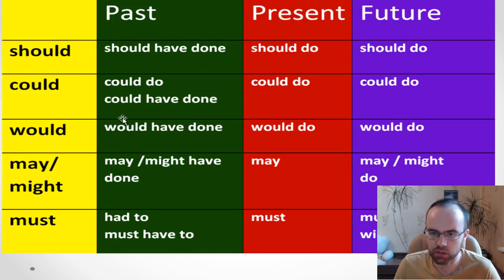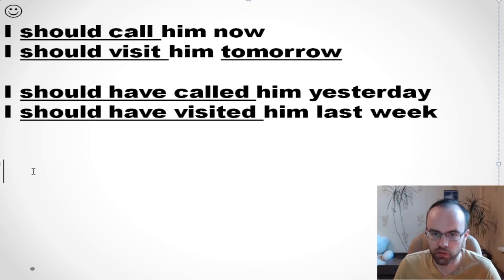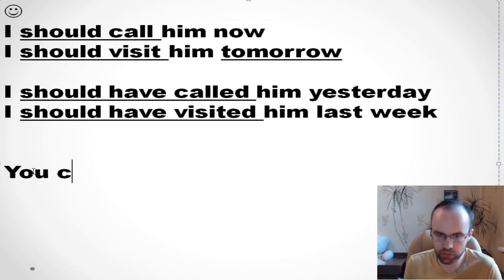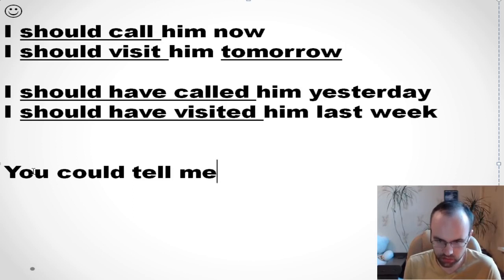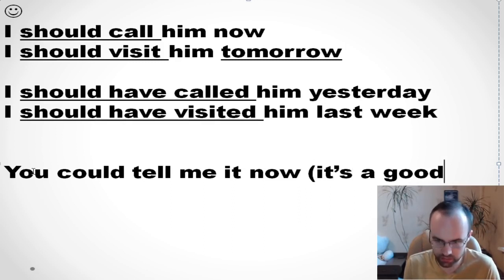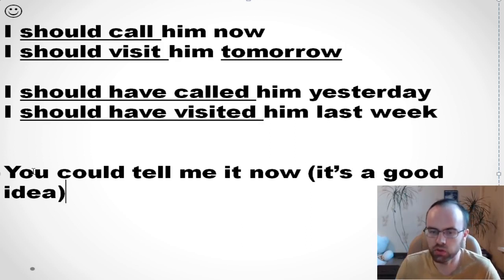Yeah, about could. So we can use it talking about the present, so could do. For example, you could tell me it now. You could tell me it now. It means that it's a good idea. So it's possible for you to do it. So it's about now.